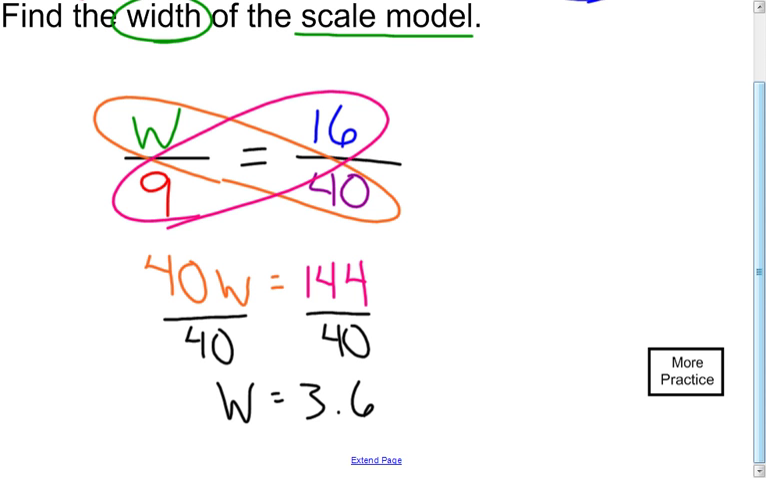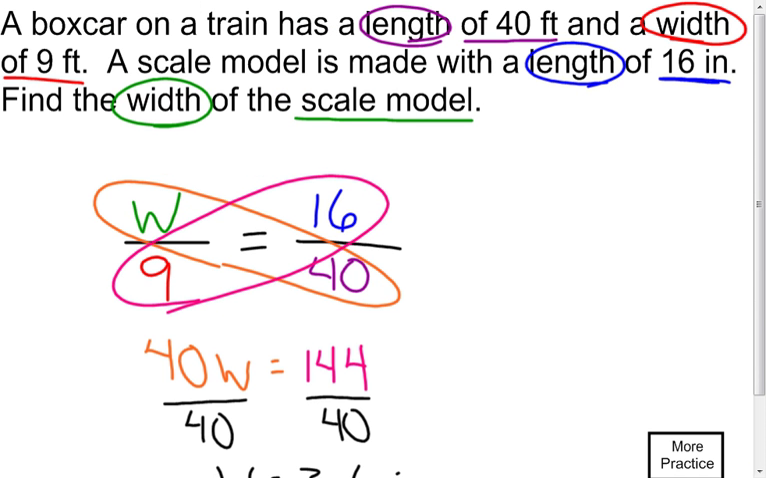Now remember, my label was inches. So the width of my boxcar's scale model is going to be 3.6 inches. That's going to conclude my lesson dealing with the proportions.